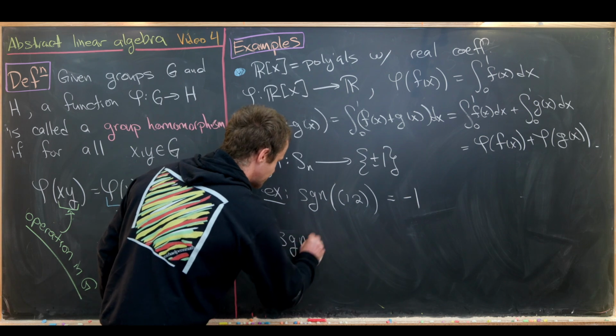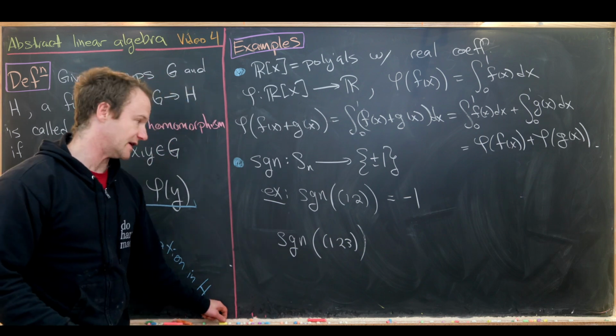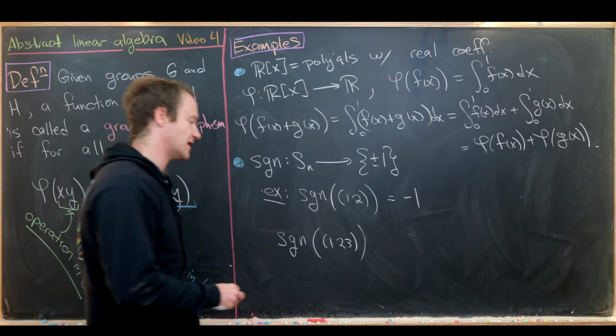Whereas if we take sgn of the 3-cycle (1 2 3), well, we first need to determine how many transpositions that can be written as.